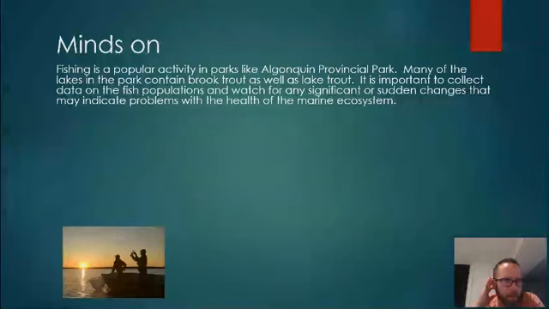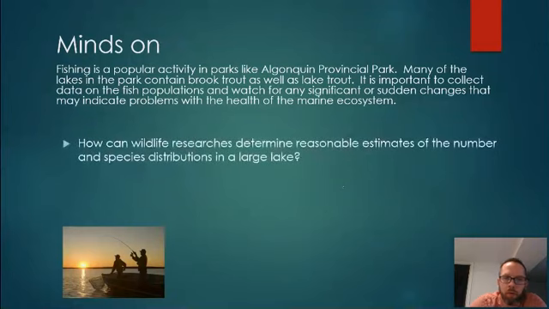fish populations. Biologists need to know what percentage of fish are lake trout, what are brook trout, how much are pike, and they want to get an idea of the ecosystems and make sure they're healthy, right? Because if there's any big changes over the course of a few years, there might be something wrong with the health of the ecosystem. So the first question is, how can researchers determine reasonable estimates of the number and species distributions in a large lake?